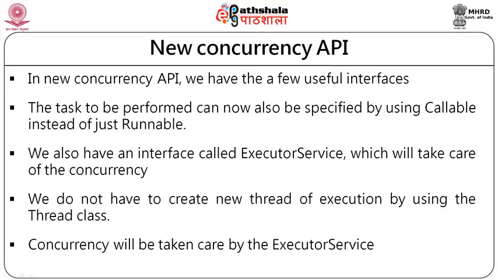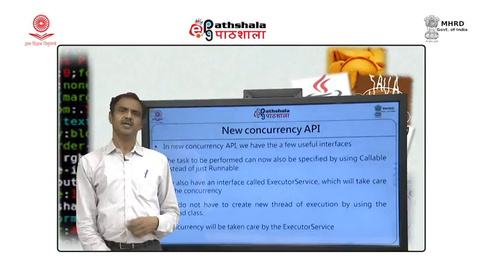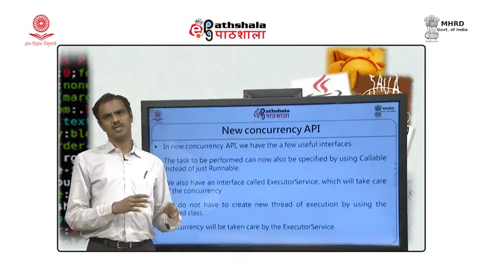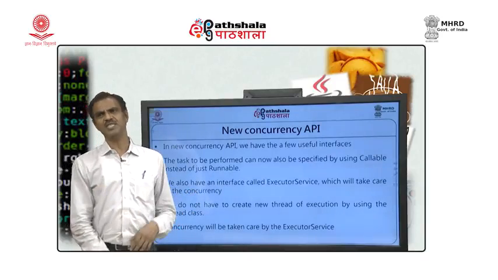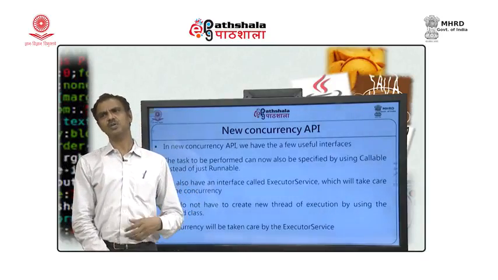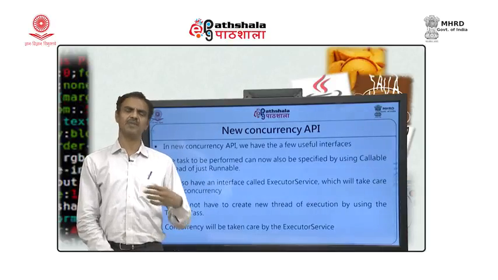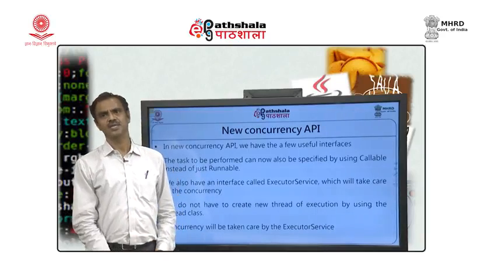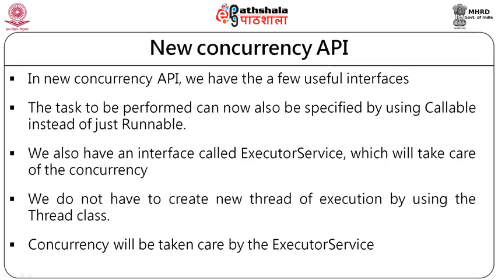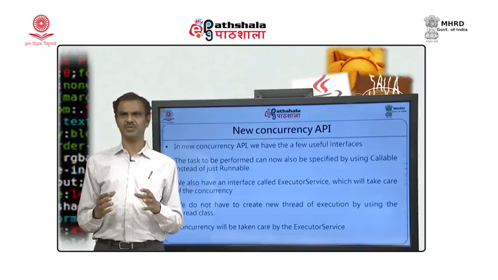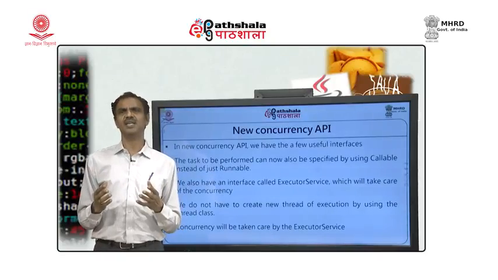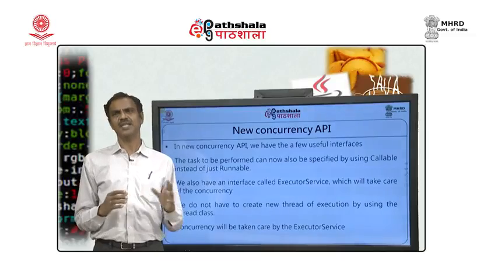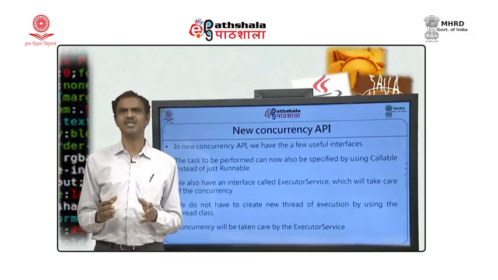The purpose of the executor service is to be able to cater to different kinds of concurrency requirements. When we use the concurrency API, we do not have to create a new thread of execution by using the thread class. We do not have to create any instance of thread. That will be taken care of by the executor service.